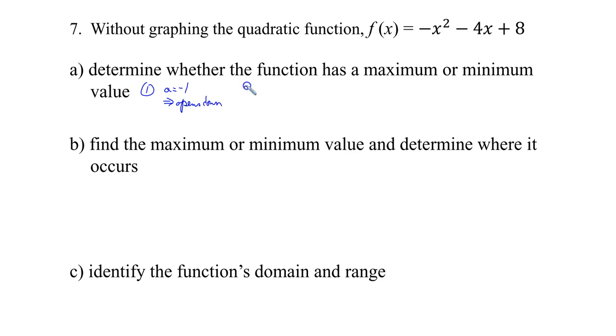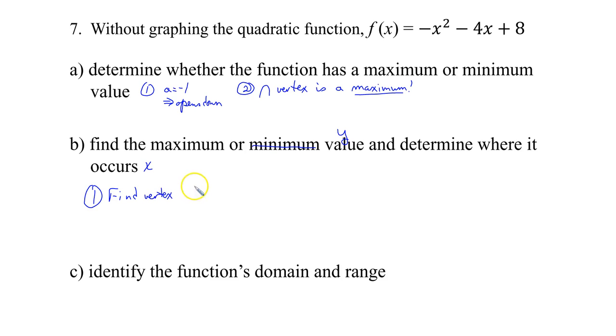Because it opens down, the second thing we need to think of is that the vertex is on the top, and the vertex is a, yep, a maximum. And that's it. So you got this part, it's a maximum. Then it says find the maximum, so we don't need the minimum value, we just need the maximum value, and where it occurs. This is the y part of the vertex, and this is the x part of the vertex. So that means we need to, you got it, find the vertex.